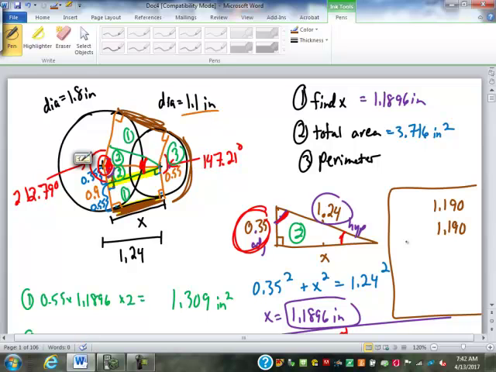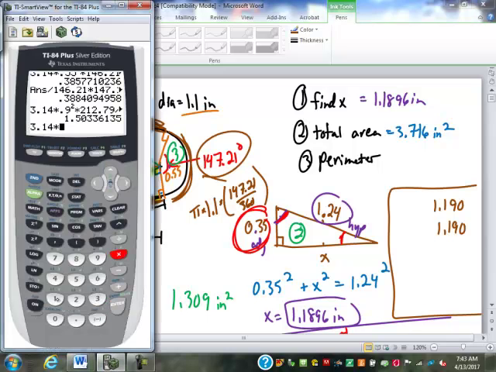This arc is going to be the perimeter of the circle. Pi times 1.1 times that angle, 147.21 over 360. I'm going to do that up here. So this arc here is pi times the diameter of 1.1 times that 147.21 over 360. Giving us 1.412.